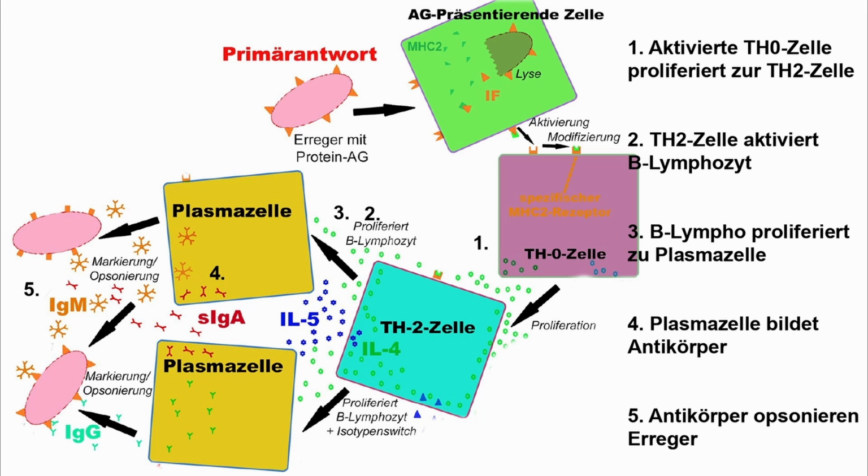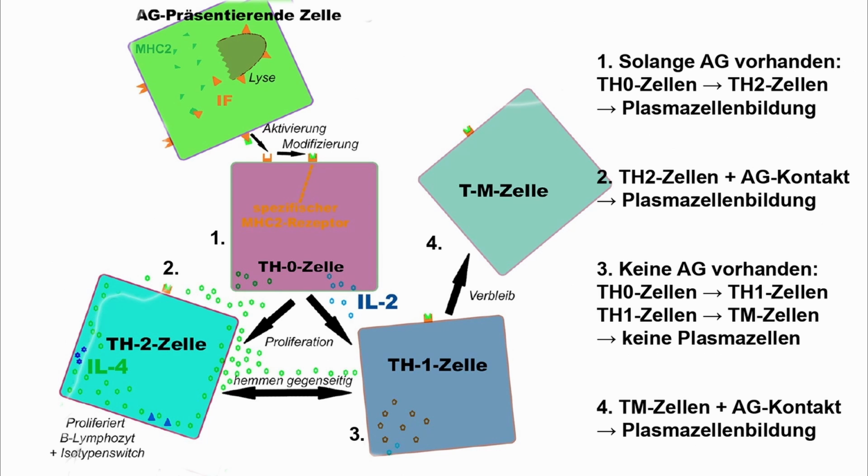If there are no more antigens in the blood, the activated Th0 cells will no longer proliferate into Th2 cells but into Th1 cells. The difference is that Th1 cells remain in the body as T memory cells without developing into plasma cells. The T memory cells continue to retain their specific receptor for the antigen and can proliferate into Th2 cells and later into plasma cells if they come into contact with a corresponding antigen again. At this point it can be assumed that there are sufficient antibodies against the relevant pathogen in the blood and no further plasma cells and antibodies are needed.